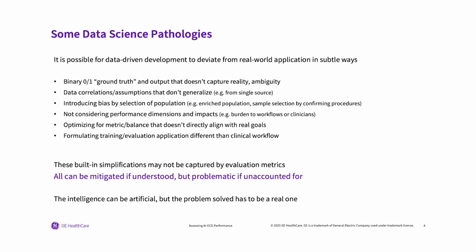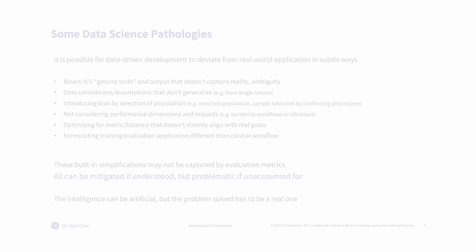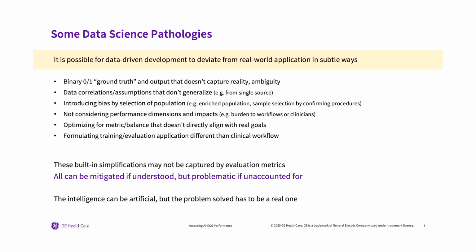I also wanted to hold some space for some data science pathologies, in quotations, that come up if you believe in the data too much. And as a data scientist, I should know about it. It is possible to believe in your data too much, and the data-driven development can deviate from what application of these models in the real world would look like. So, for example, the fundamental assumption that there's a binary 0 or 1, true or false, ground truth associated with each record, it's kind of a simplification, and it strips away ambiguity that exists in reality.